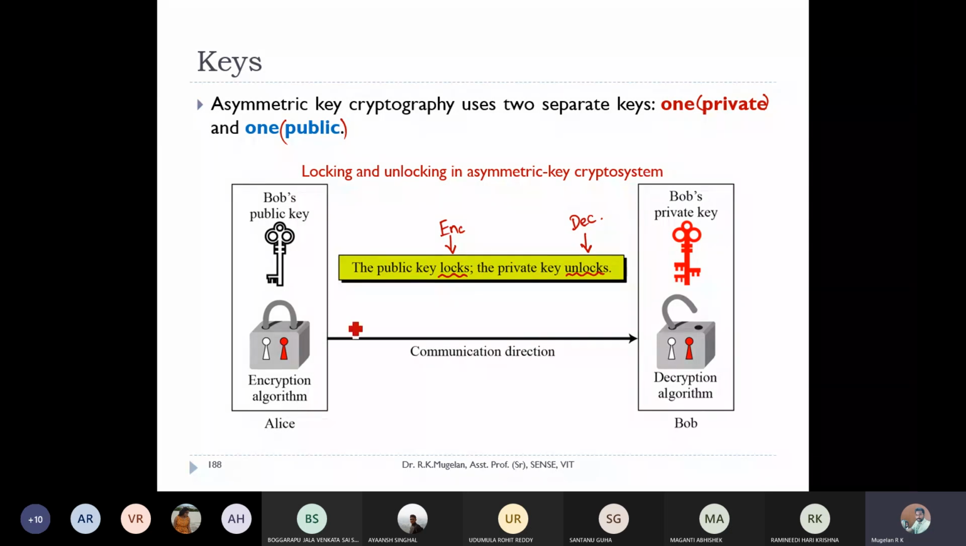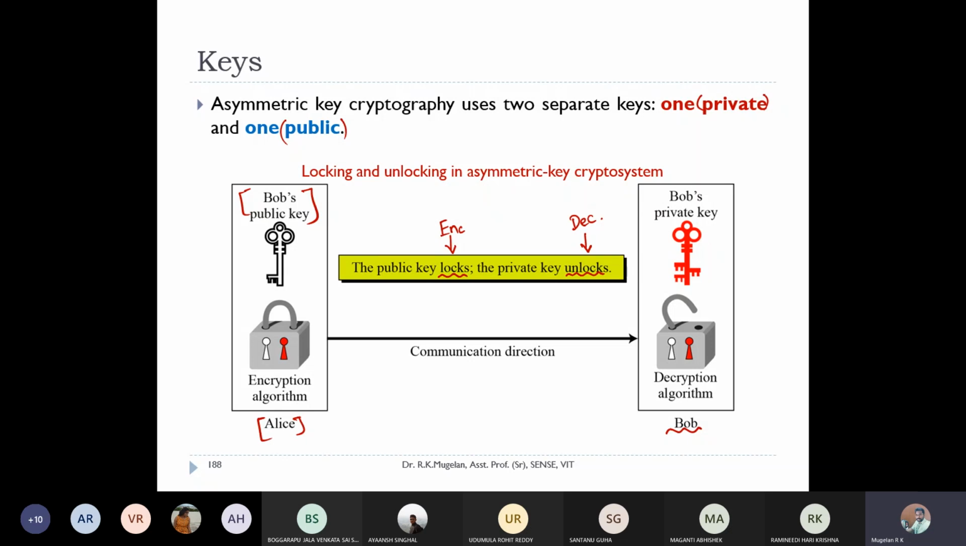For example, here Alice wants to communicate to Bob. So Alice has to access the public key of Bob. Bob will be having his own public key as well as his private key, but Bob will be sharing only the public key. Bob's public key alone will be shared with the entire public. So whoever wants to communicate with Bob can access the public key and perform the encryption.